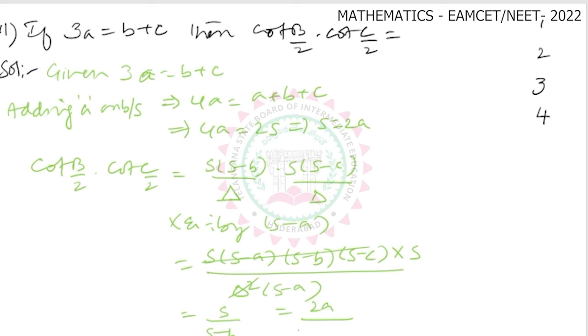Oh, this is nothing but s minus a, there is no b. So, s is equal to 2a, and s minus a is 2a minus a. So 2a by 2a minus a, the a cancels. Therefore, my answer is 2. That is the second option.